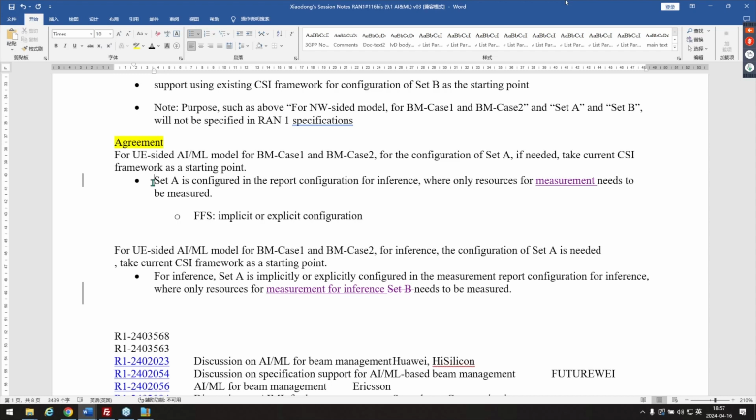Avik? Thanks, Mr. Chairman. So now, after you made the edit to the sub-bullet, I am not sure it conveys the previous meaning. I think the previous meaning was that we were talking about resources associated with set B. Now the second part of this says where only resources for measurement needs to be measured. That reads a little bit weird. I think we can maybe go back to the original version.